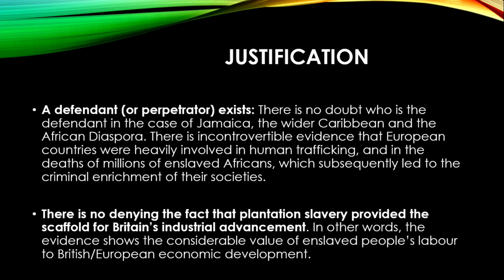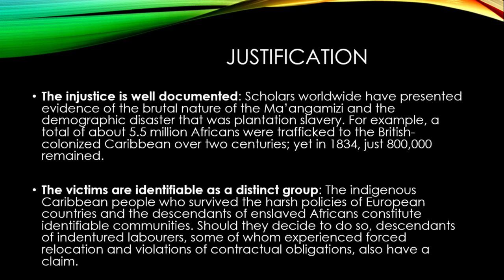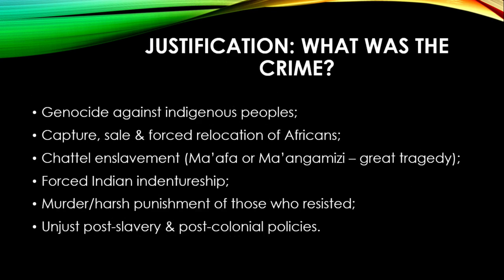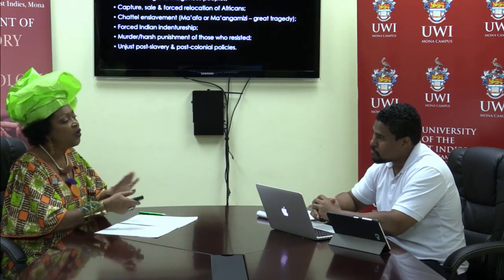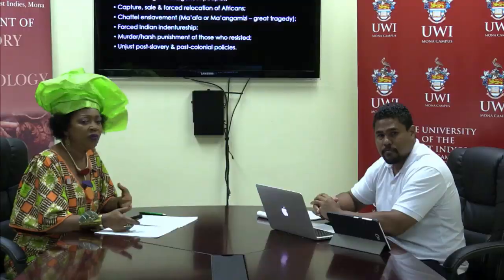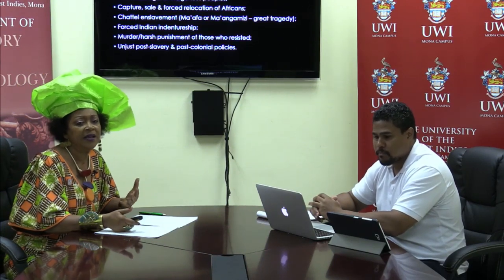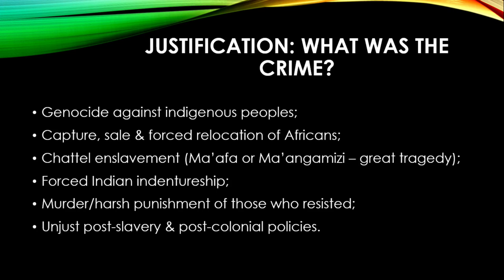It's what happened to the victims, because we know that there's a defendant, and the victims exist. There is no denying what happened. Also, the injustice is well documented. No one can hide away from the facts. That's justification enough. They keep saying that, well, it wasn't you, it was your ancestors. But in international law, there is nothing to stop the descendants of those victims from claiming on behalf of their ancestors. So if we could review: genocide against indigenous peoples, capture, forced relocation of African people, chattel enslavement via what we call the Maafa, and forced indentureship. If we could talk about that, we could go across that as well.